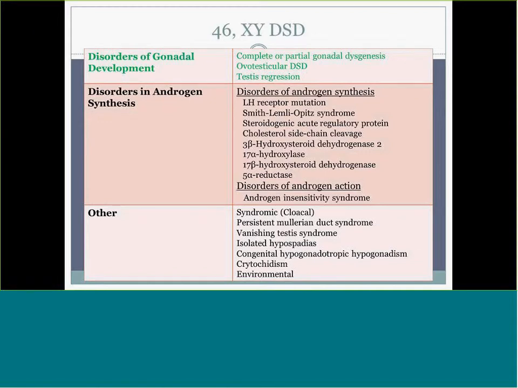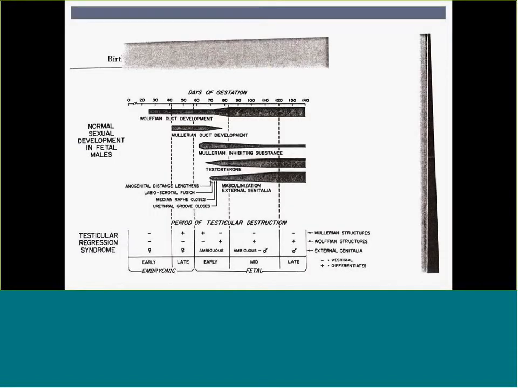Then the 46XY DSD, and there's the issues of gonadal development. So that's the first ones. And if you look, this is an old table from one of our textbooks, but it's really useful because it shows where each hormone happens. So depending on when the gonads die, you get different things.